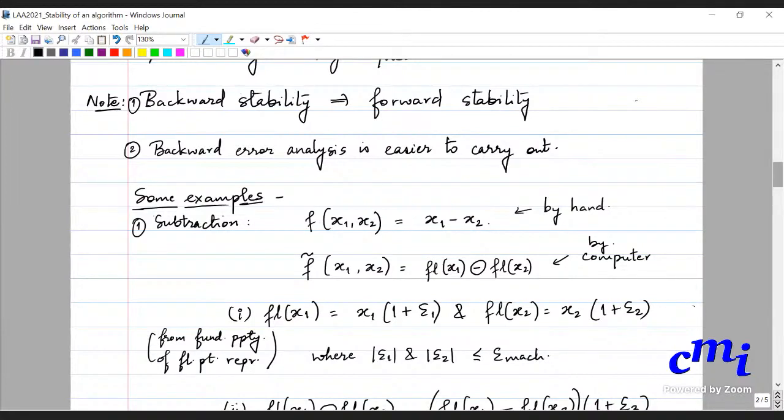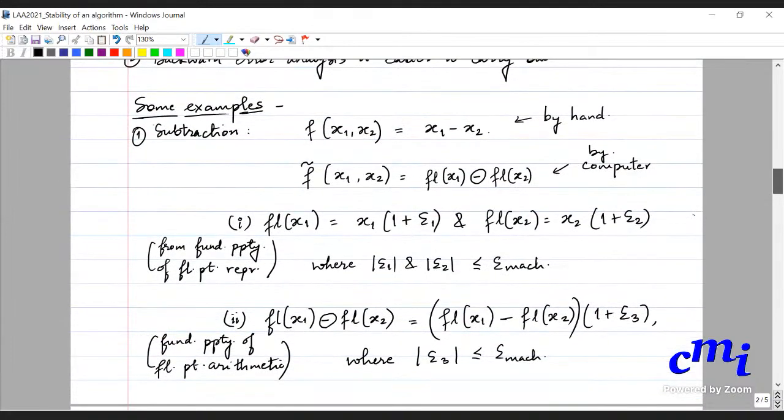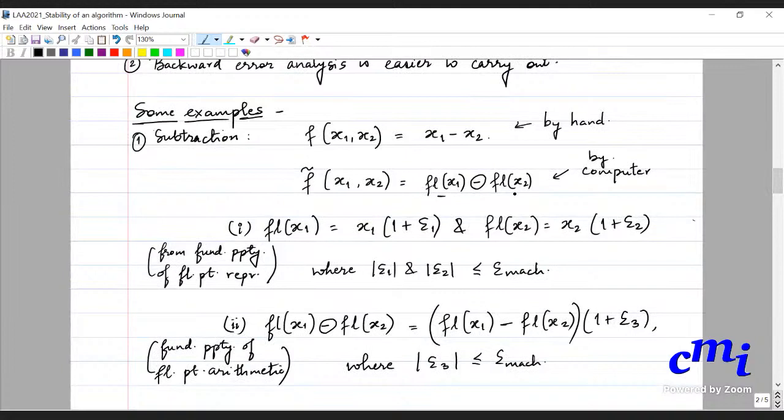So we have this first thing. Okay, now we apply the fundamental property of floating point arithmetic. First we applied it to these two quantities and got our upper bounds. Now we look at the operation itself.